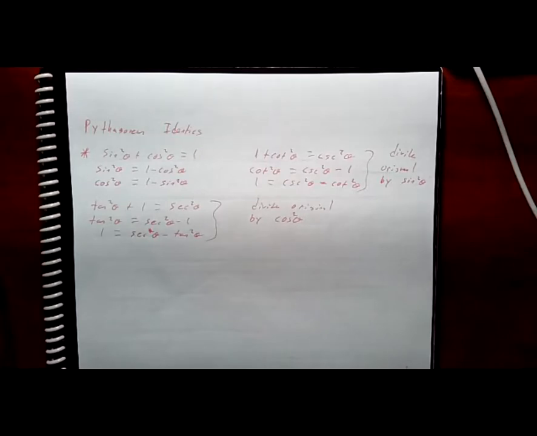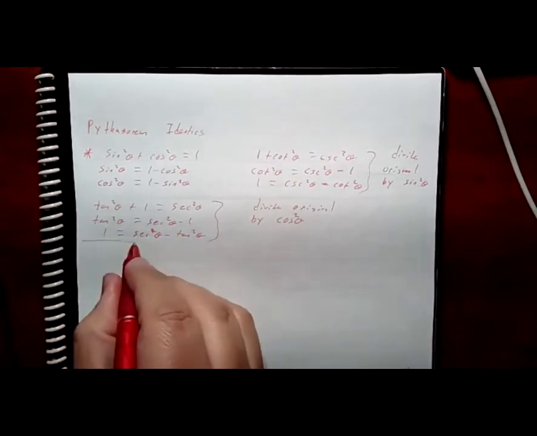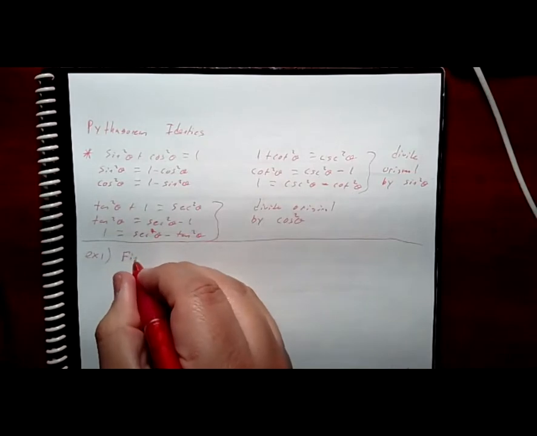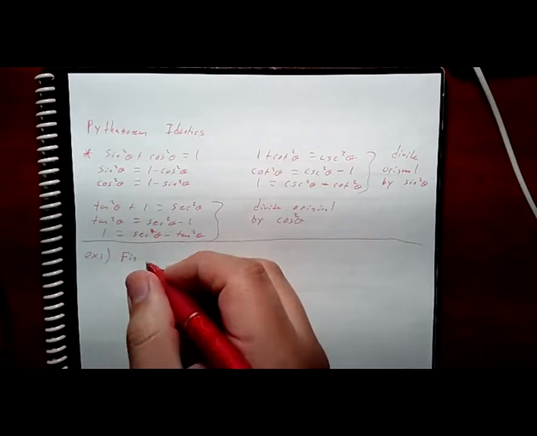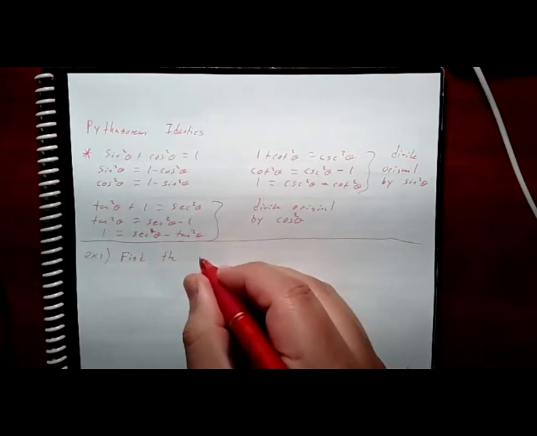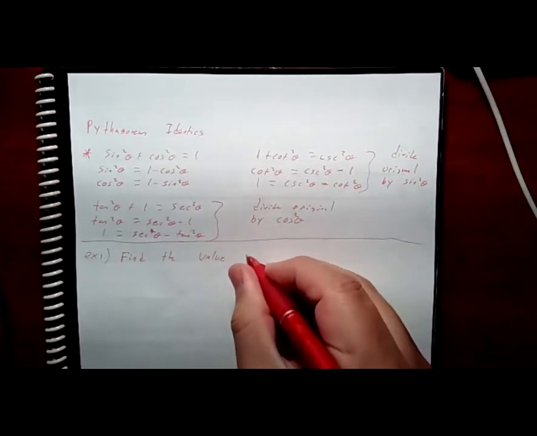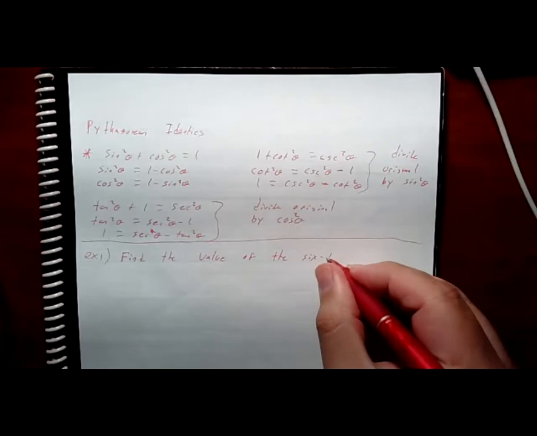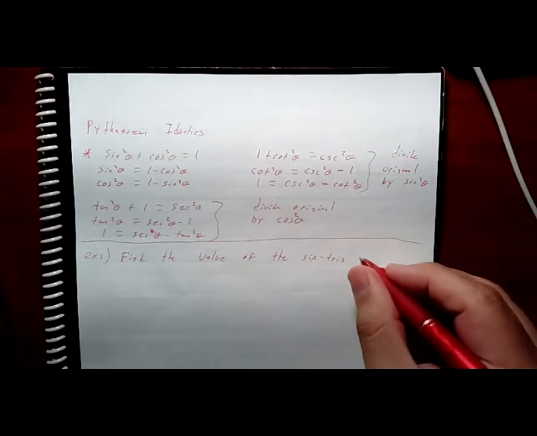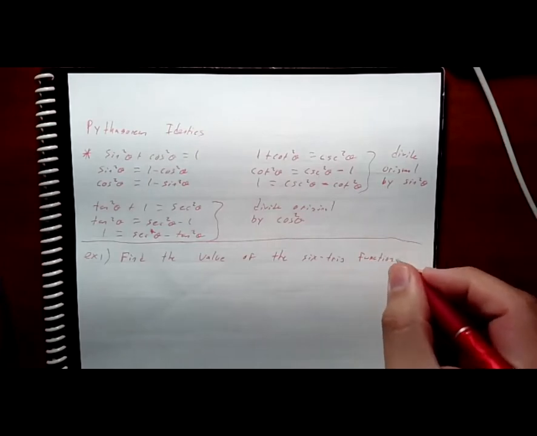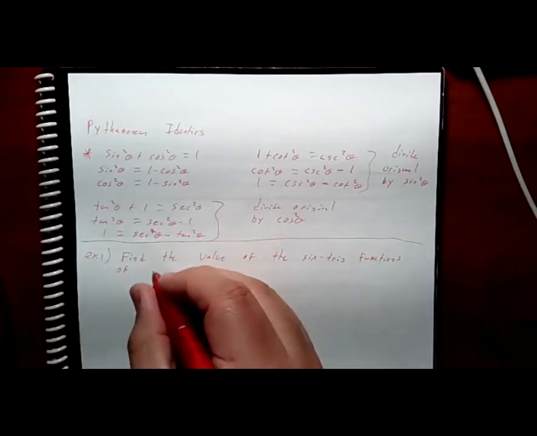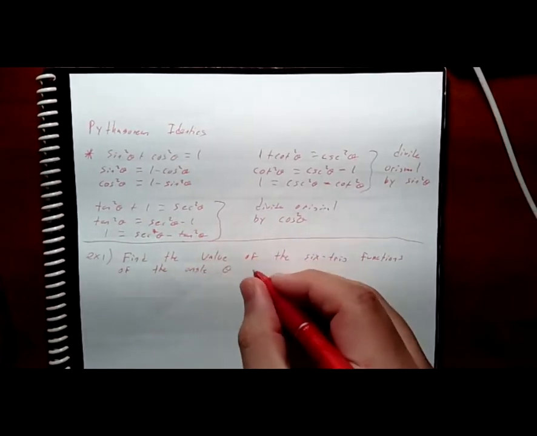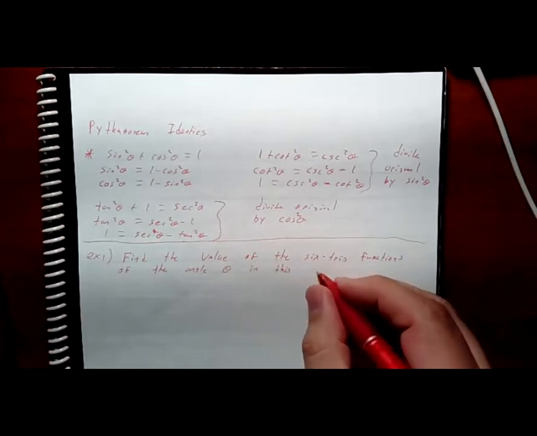Okay, so that's all the formulas for this section. Let's get started. If you have any questions, let me know. So find the value of the 6 trig functions of the angle theta in this figure.